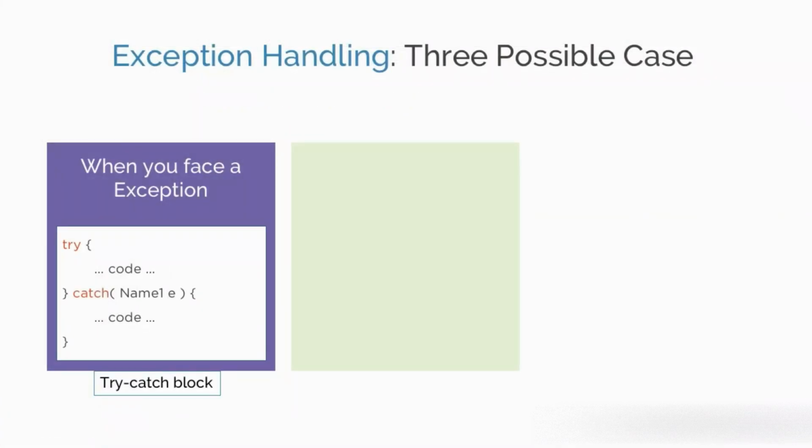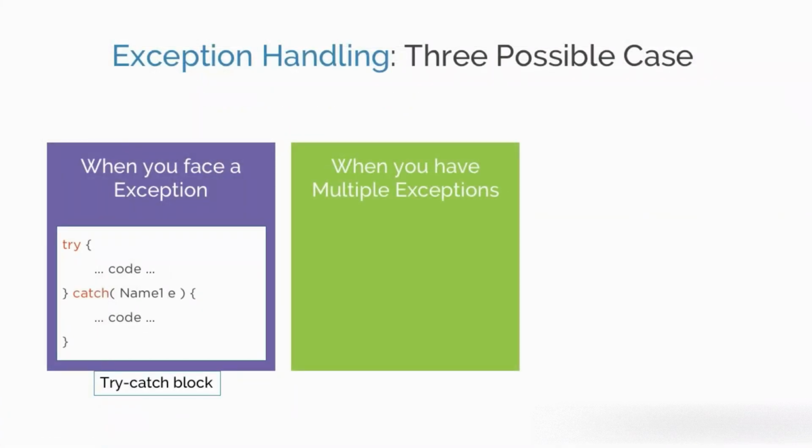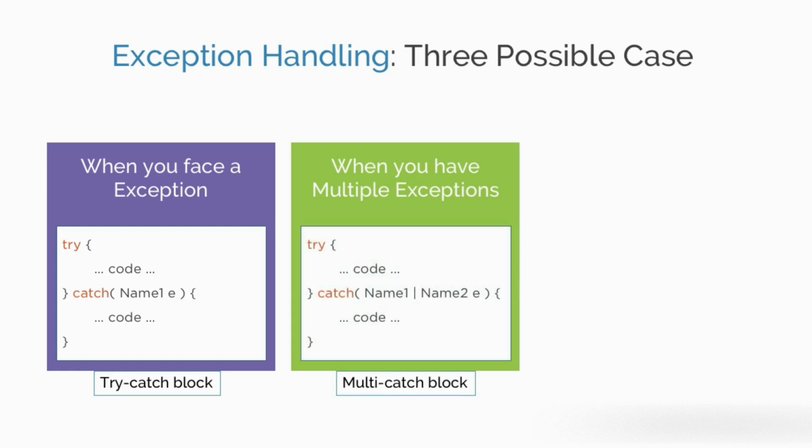Now let us come to case 2. What to do when we have multiple exceptions in our code? For that purpose we need to use the multiple catch block. That is the name of exception 1 followed by the pipe symbol, which is also known as the bitwise OR operator, followed by another name of exception.